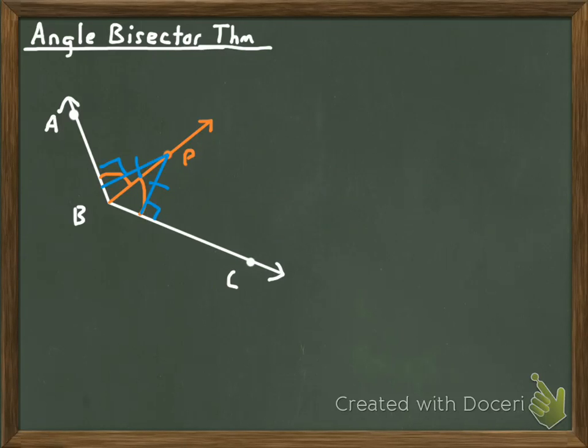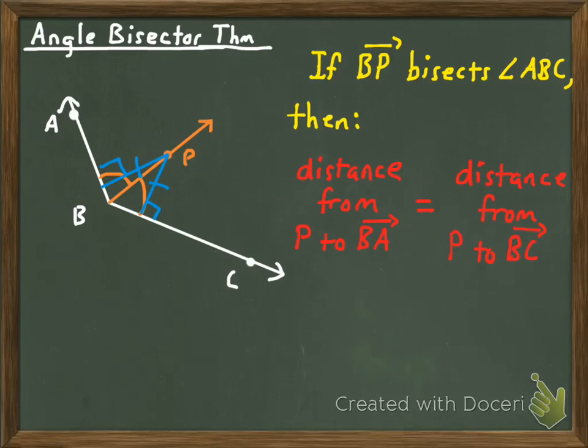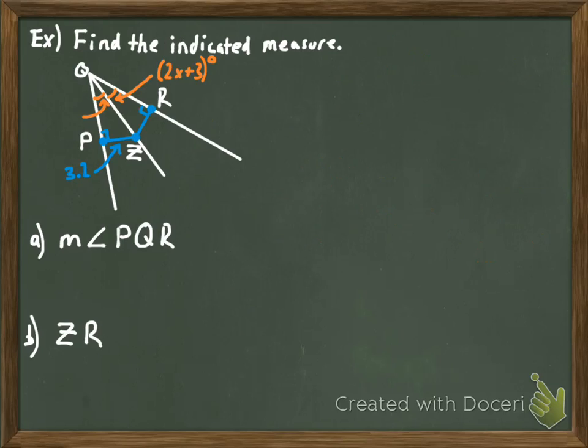Let me write this out. If ray BP bisects angle ABC, then the following is true. The distance from point P to ray BA equals the distance from point P to ray BC. Any point on an angle bisector is equidistant from the sides of the angle. That's the point I need you to take away from this. All right, so let's use that in a couple different ways.